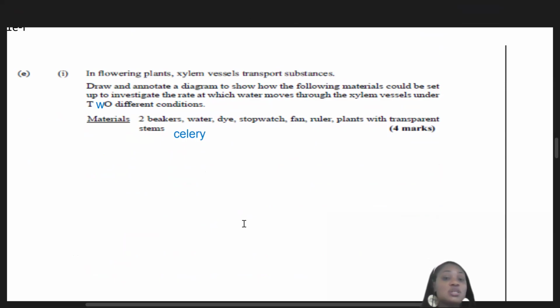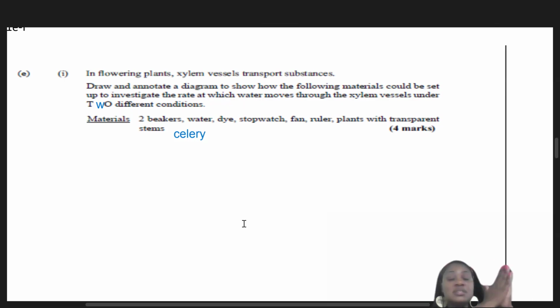You're given 2 beakers, water, dye, stopwatch, fan, ruler, plants with transparent stems. And you're going to tell them how you're going to show one plant, right? Just like exactly the handout, right? You're literally going to put a celery stick in the dye, water in the beaker which has dye, and you're going to leave it and start the stopwatch, and probably after a few minutes, probably 10-15 minutes, you measure with a ruler how far the dye went.